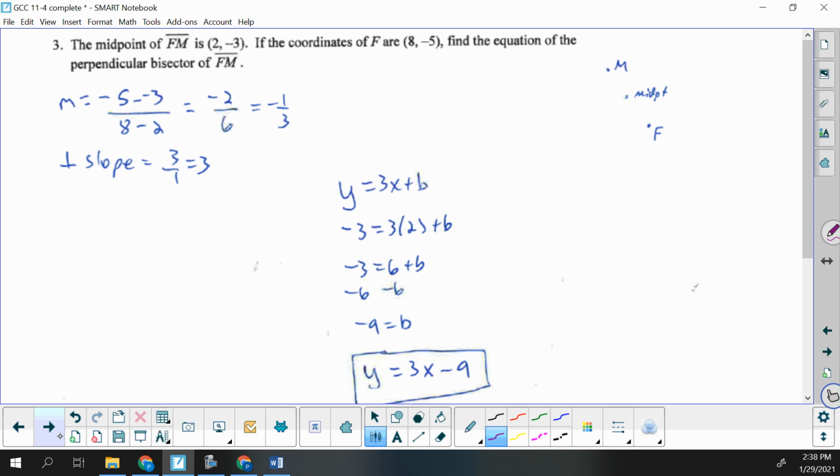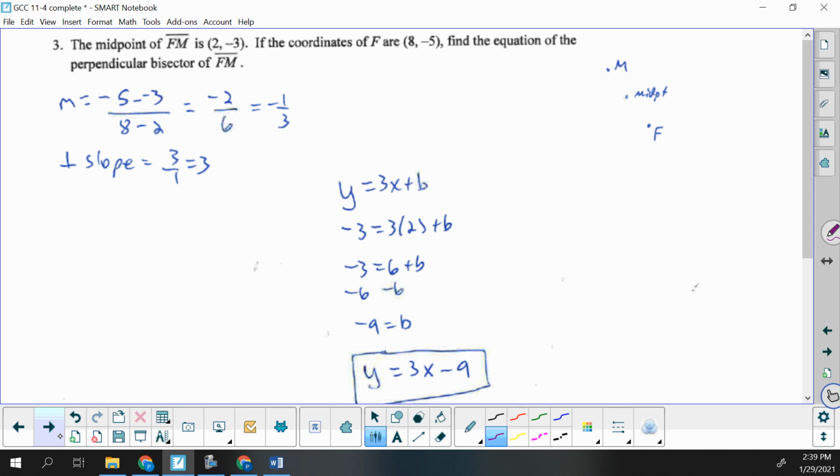So they give us the coordinates of our midpoint, so we have that. From F to M, the slope will be the same as the F to the midpoint. So we can just use our slope, our F point and our midpoint to calculate our slope, and then flip and negate it to get the perpendicular slope. So our perpendicular slope is 3.